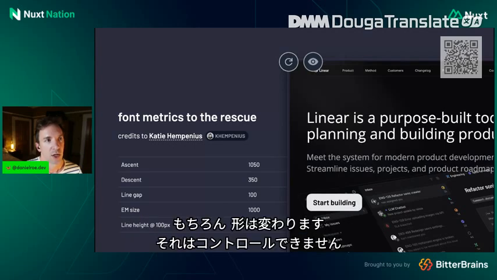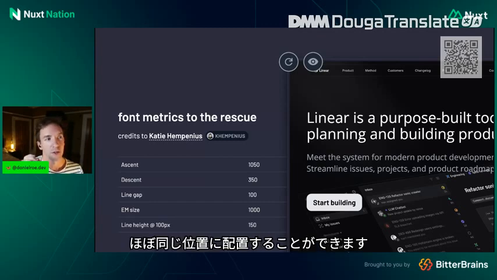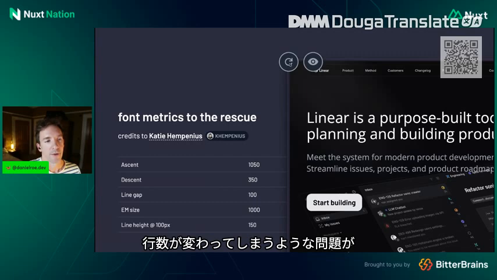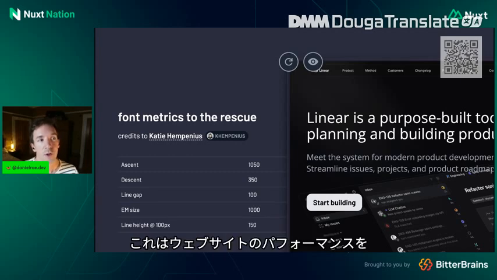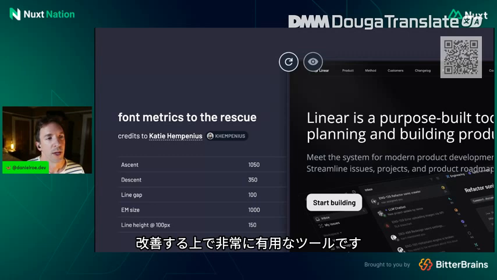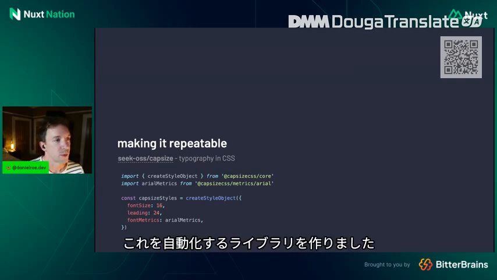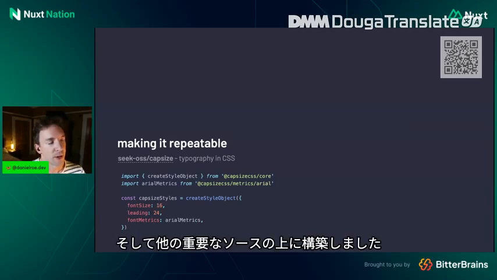So obviously the shape is changing. You can't control that. It's a different font after all. But you can make the characters sit in the same position largely. And that means you're much less likely to have things like different line counts, like 2 lines become 3 lines or something like that. And this is a hugely useful tool when it comes to improving the performance of a website. And so I built a library that would make this automatable, and built on top of a couple of other key sources.